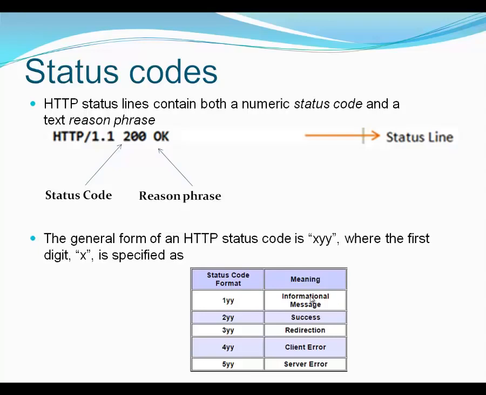Now 3YY is redirection. Suppose you are requesting an object and that object is not present on the server, but it's moved somewhere else. It responds with a redirection message, either 301, that is moved permanently, or 302, that is moved temporarily. Now what's the difference between 301 and 302? If the object is moved permanently, that means it's not coming back. That means even the caching servers or the search engines can cache this data, and the location which comes in 301 can be cached. While 302 is temporarily moved.